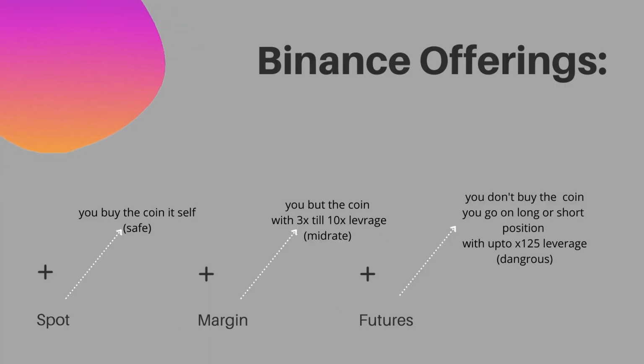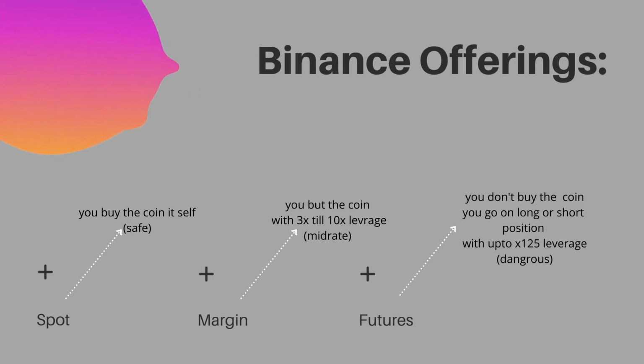Now let's talk about Binance services. Binance offers 3 different platforms for trading. First one is Spot. Spot is used to trade and invest. In Spot, you are buying the coin itself, and you can transfer it to your other wallets. If you are new to the market and only want to do investing and don't want to trade that much, it's recommended to use Spot.